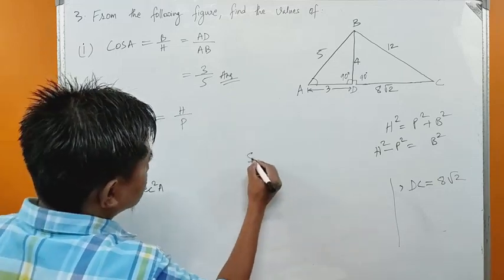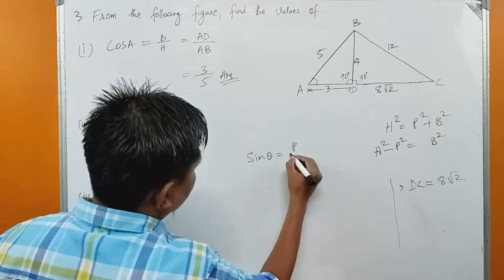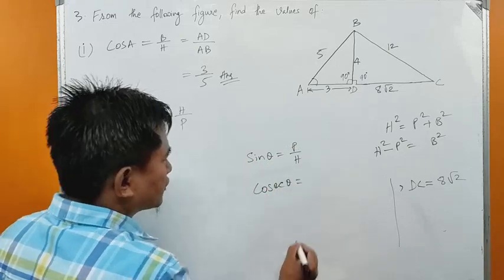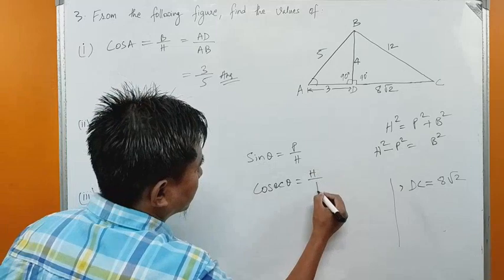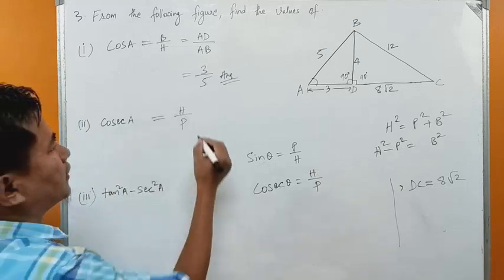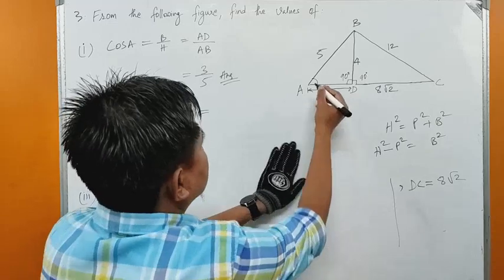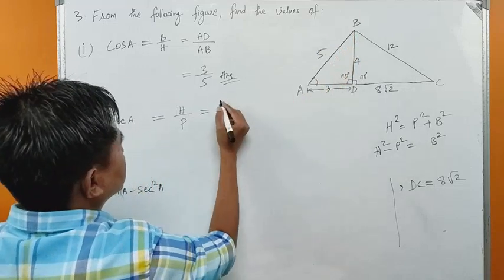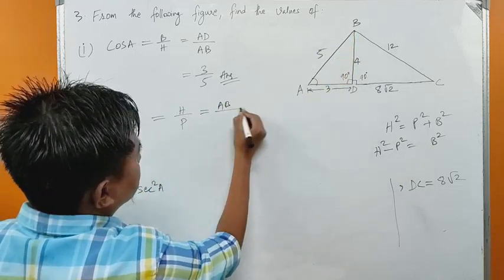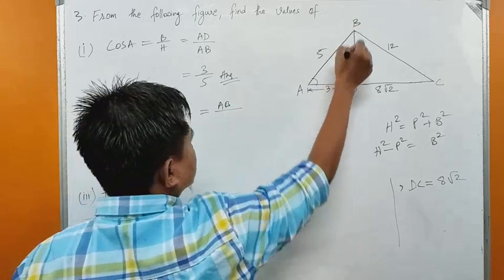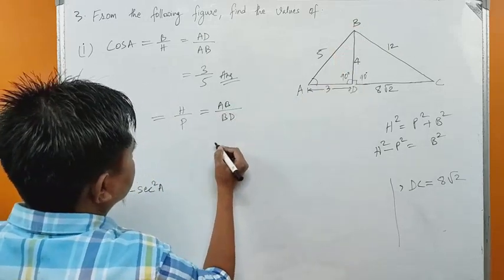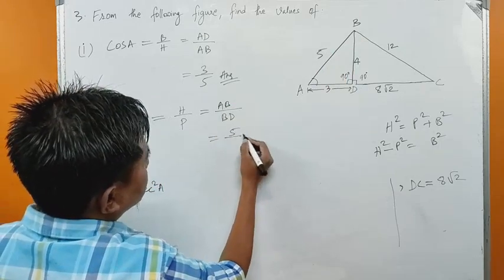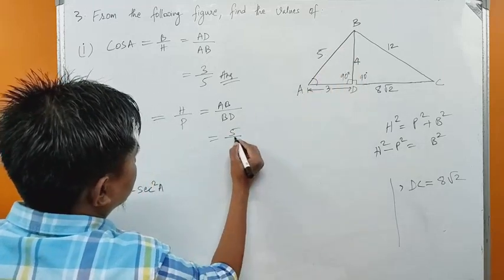Hypotenuse upon perpendicular, because sin theta equals perpendicular upon hypotenuse, and cosec theta is just the reciprocal of sin theta, just the opposite of sin theta, h upon p. Now cosec A is h upon p, and what is h? We are talking about this angle, angle A, isn't it? Hypotenuse is this AB, hypotenuse remains fixed, AB upon perpendicular, which is BD. Now what is AB? AB is 5, and BD is 4. 5 upon 4.